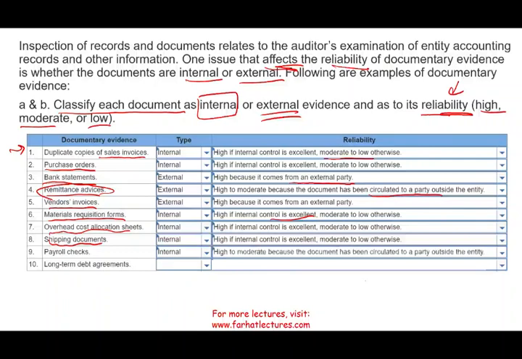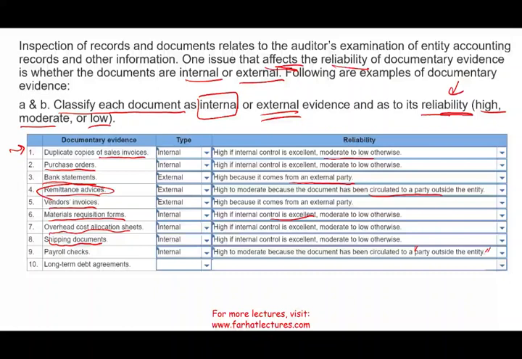So high to moderate because the document has been circulated, in quotes, to a party outside the entity. Really, the party is not outside the entity. The party, nevertheless, is still employees. Therefore, employees of the company can be biased to the company. They can be told to accept this paycheck, maybe to fudge the numbers. We don't know. It's still an internal document versus a remittance advice. It has a little bit more reliability because it's an outside customer.